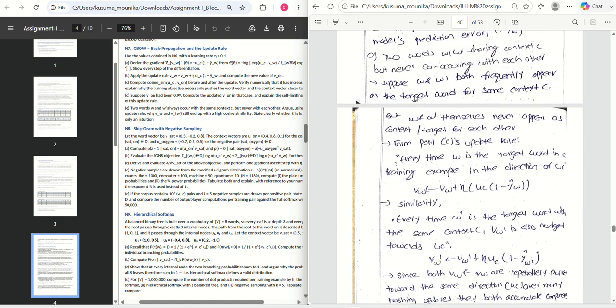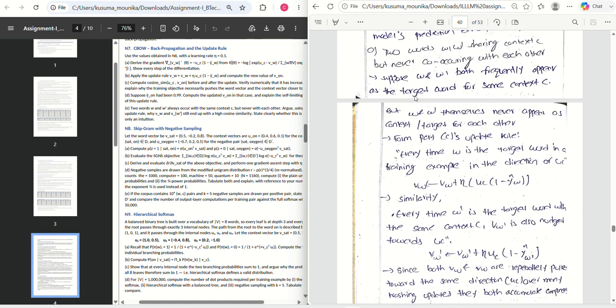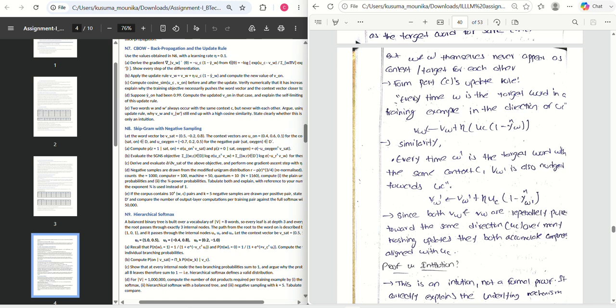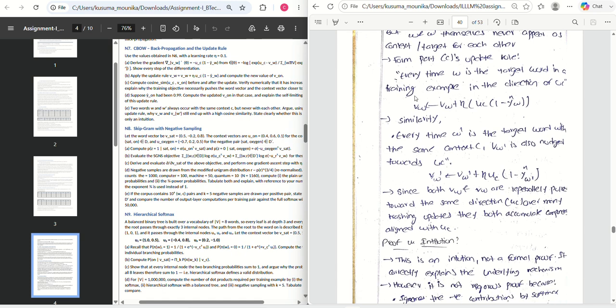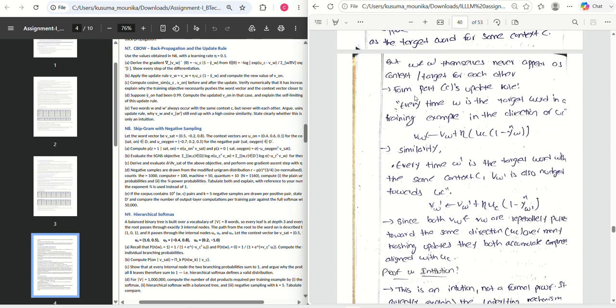The last question is, if two words W and W prime always occur in the same context C but never with each other, then over time, with target consistency, their vectors get nudged toward UC with the same update as before. Since both vectors are repeatedly pulled in the same direction over many time steps, both end up with a high cosine similarity to UC and to each other, even though they never co-occur directly.